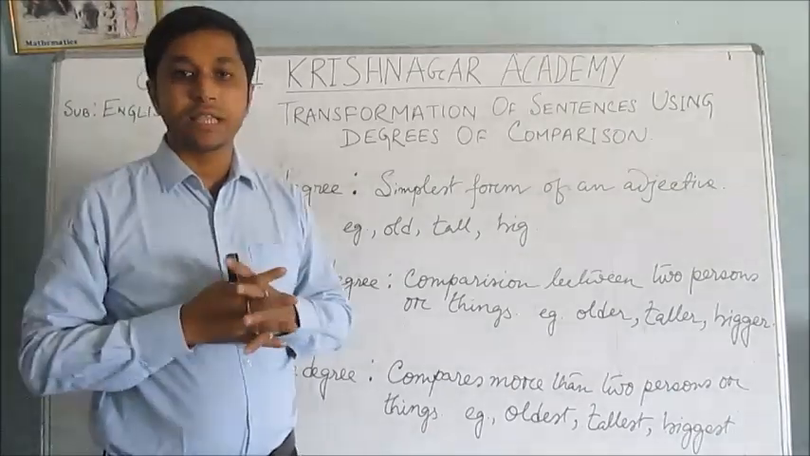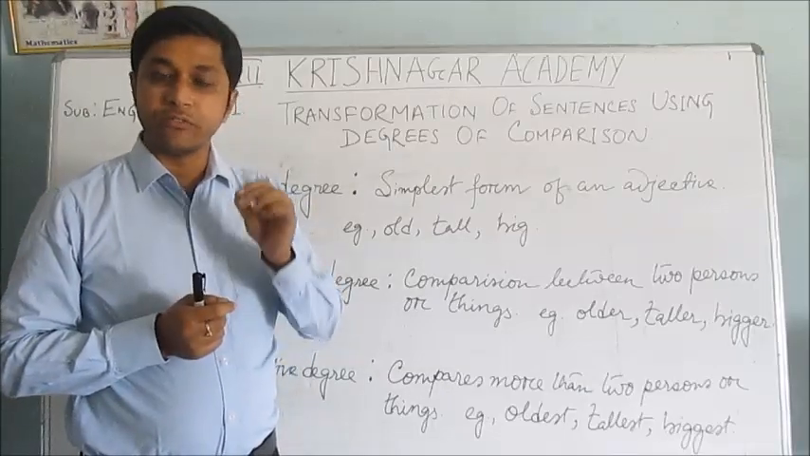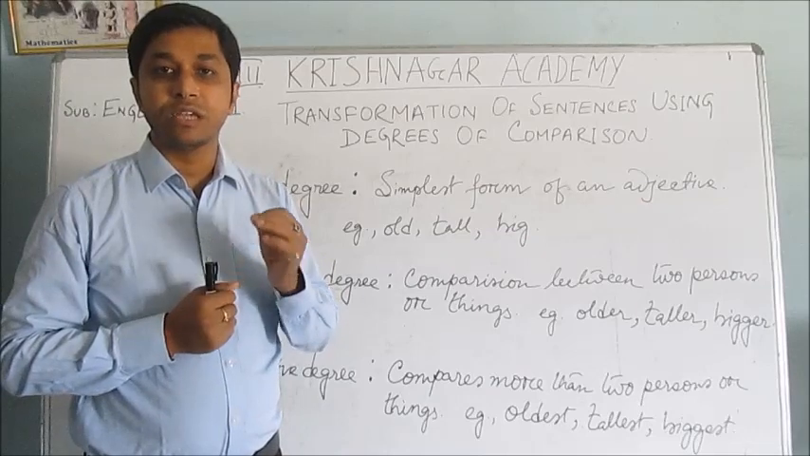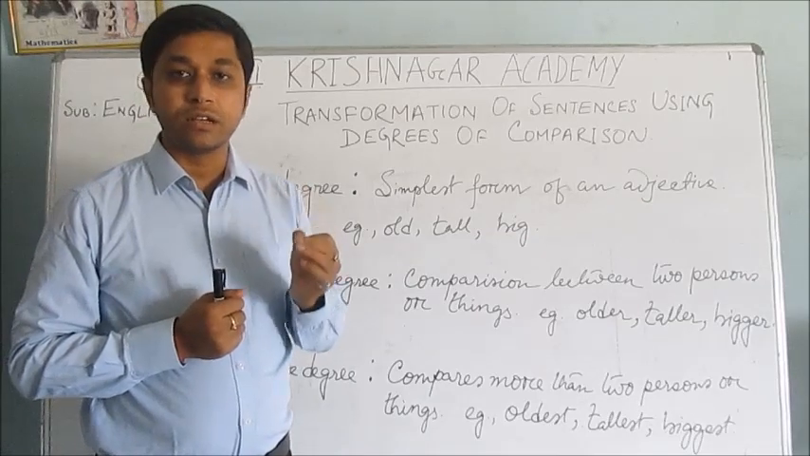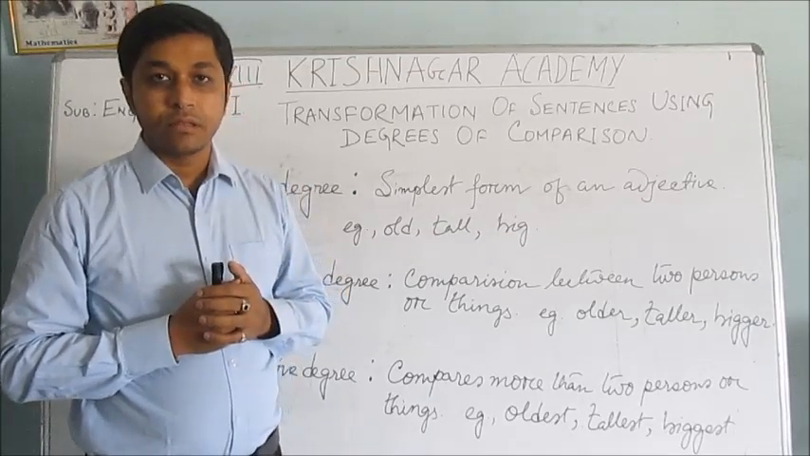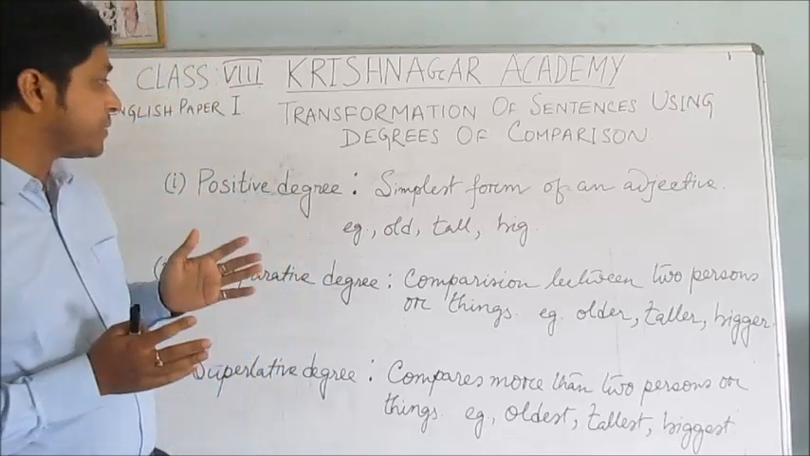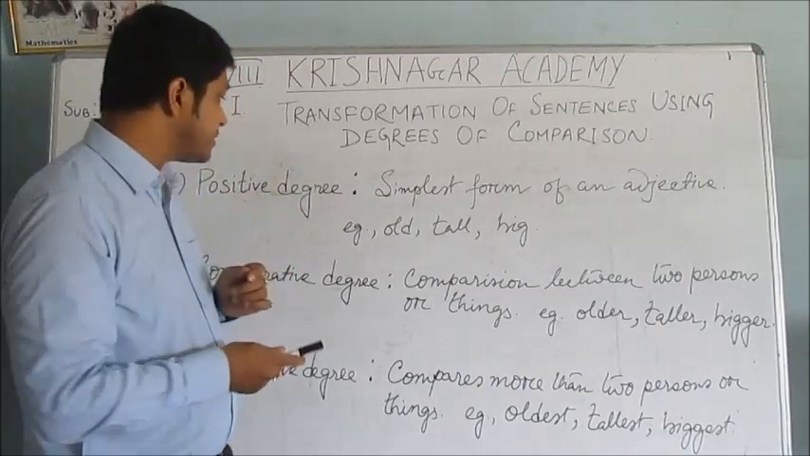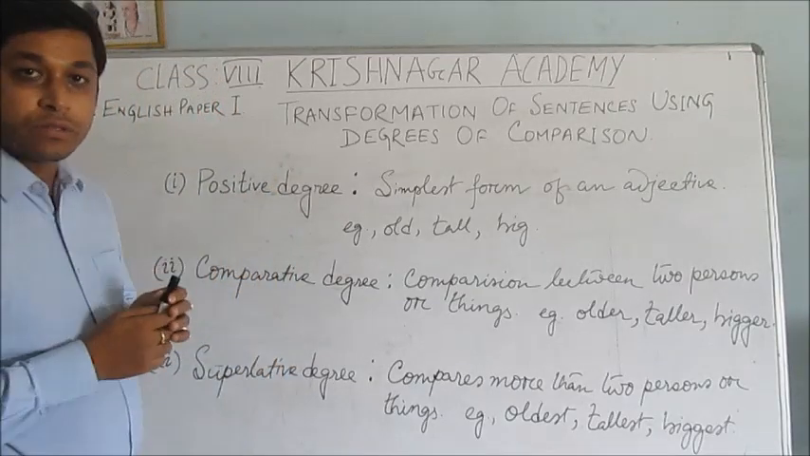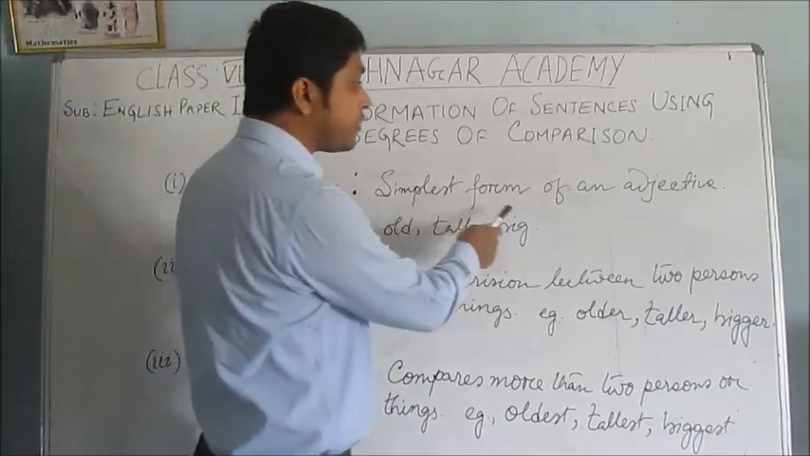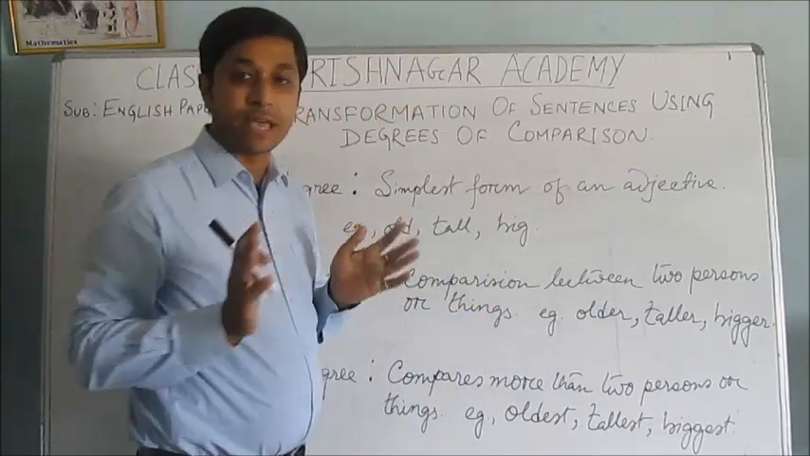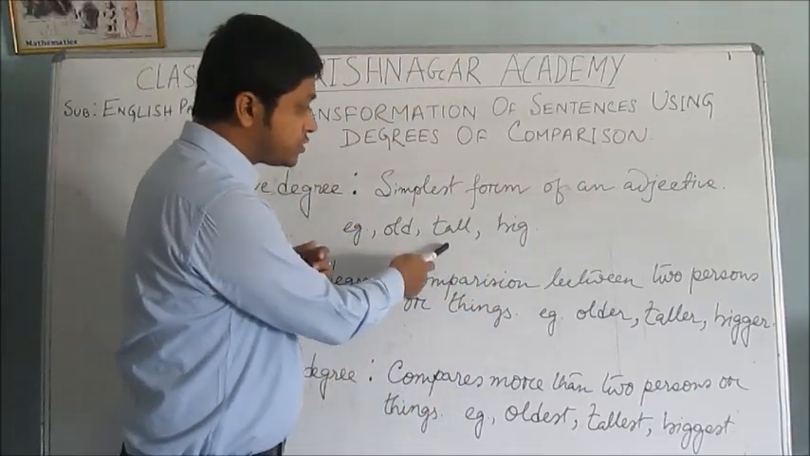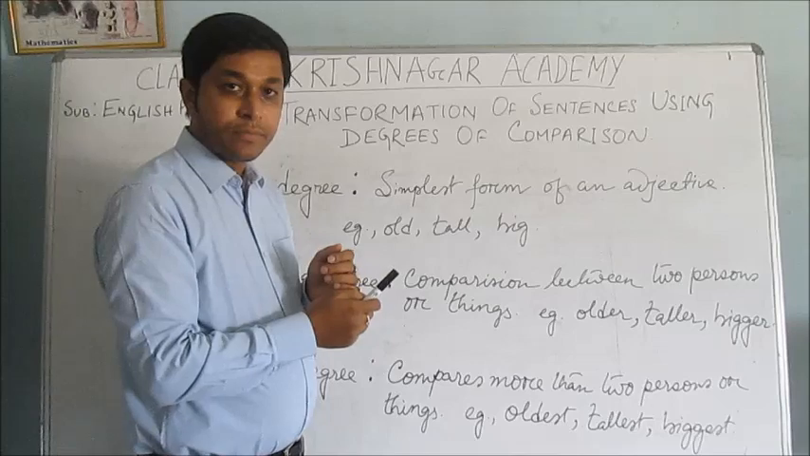Before going into today's lesson, let me give in a very nutshell what you have learned in your previous class about the degrees of comparison. Students, you remember that degrees of comparison are of three types. What are they? The first one is the positive degree. Positive degree is the simplest form of an adjective. For example, old, tall, big.